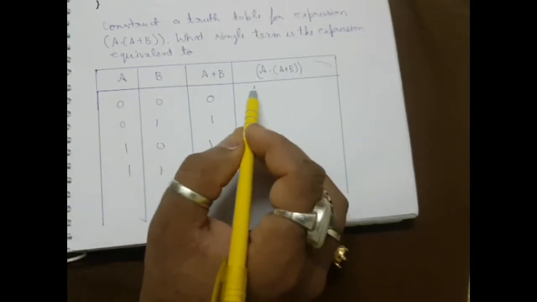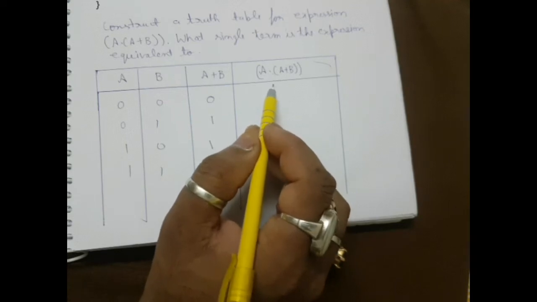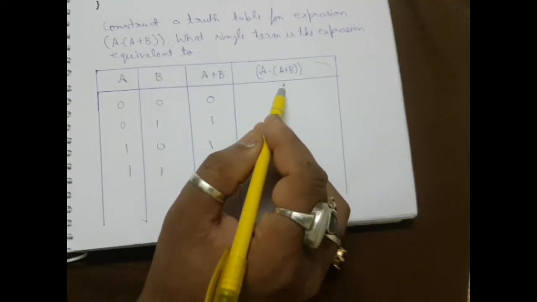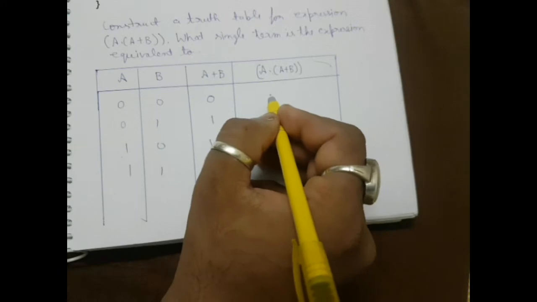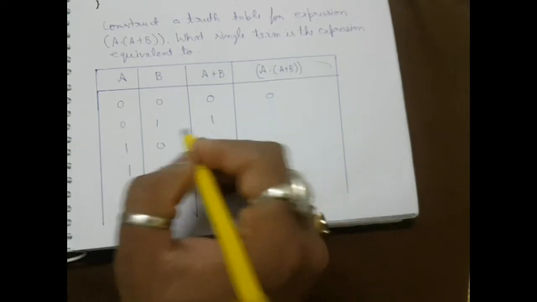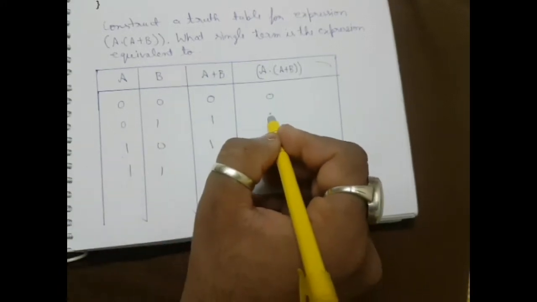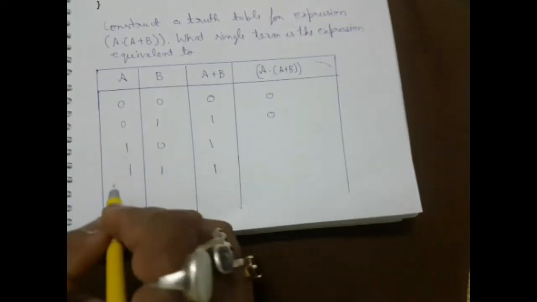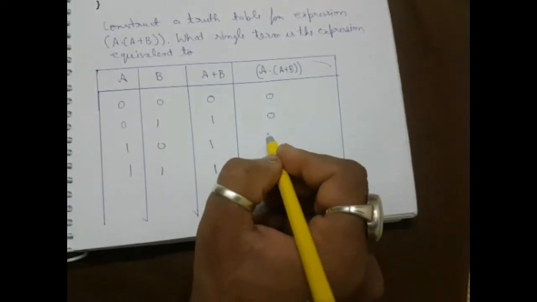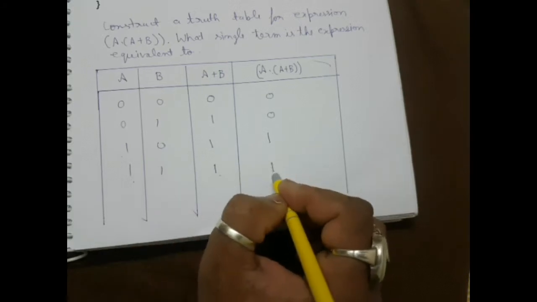In the AND operation, wherever a single 0 appears, it produces 0. So here, first row 0, and second, 0 1 is there, so it will be 0. Both are on or true, so here 1, and then this row also you can see both are true or 1, so the output will be 1.